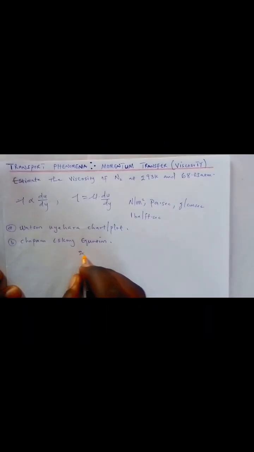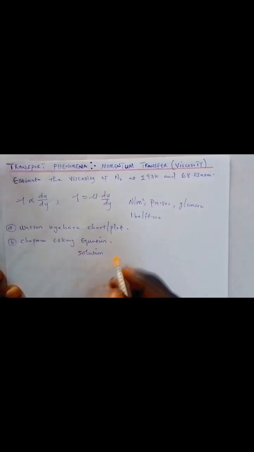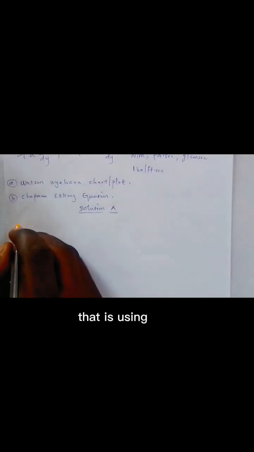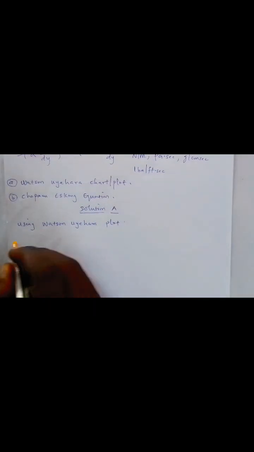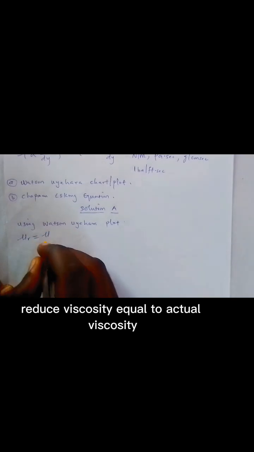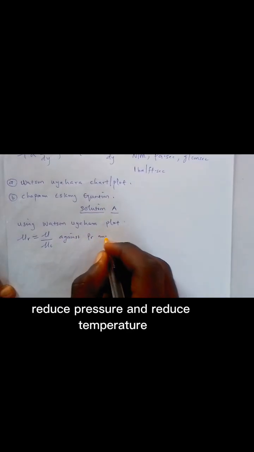So, solution. This is solution A, that is using the Uyehara plot. So what is this plot? It plots reduced viscosity, that is mu r, this symbol for viscosity. Reduced viscosity equals actual viscosity divided by critical viscosity, against reduced pressure and reduced temperature.